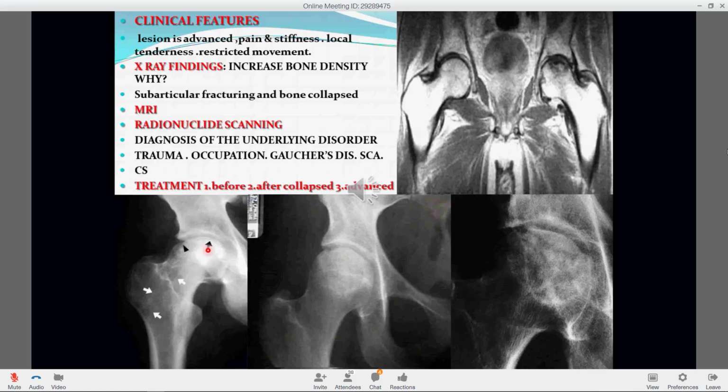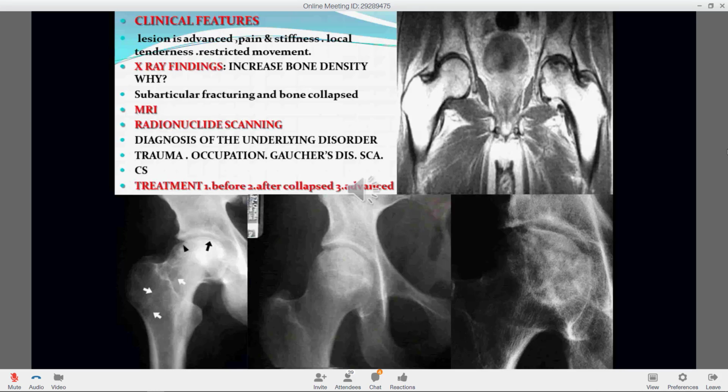Why is there increased bone density? This is not because the dead bone is more dense than living bone. No, it is because the living bone tries to form new bone to compensate for the dead bone. So this will appear as a dense area because new bone trabeculae will form above the old dead trabeculae, and this gives this increased bone density.